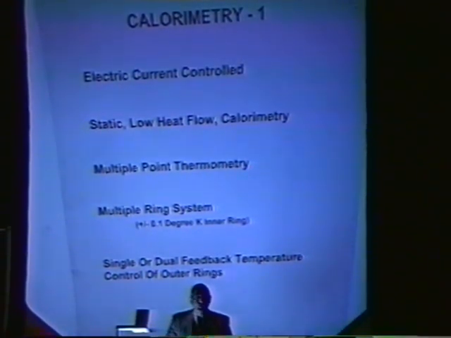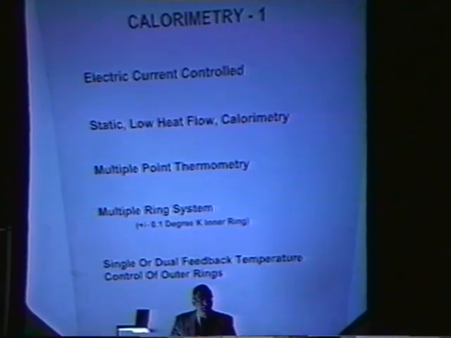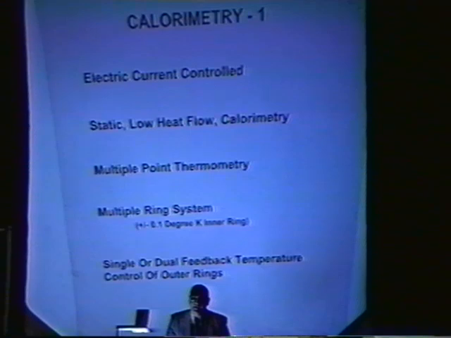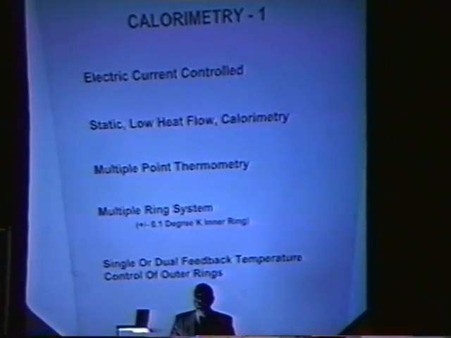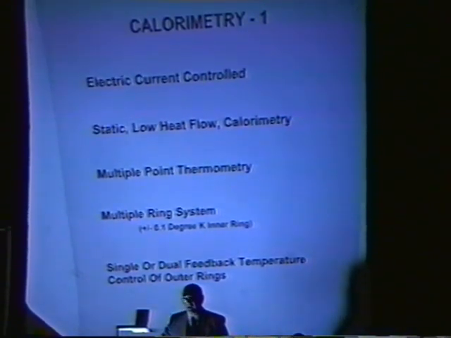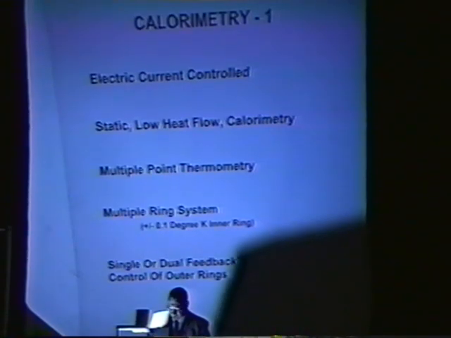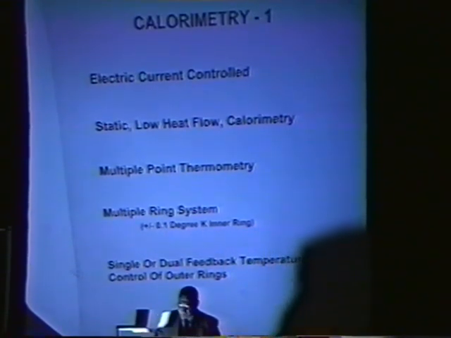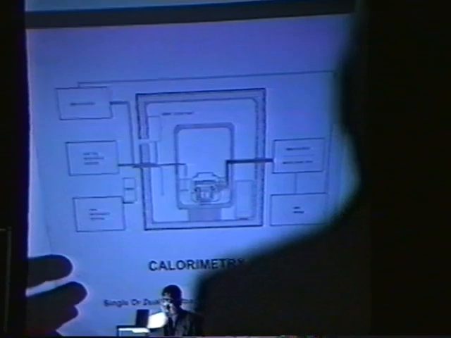We try and use redundant thermometry within the electrochemical cell, often as many as 6 probes in each ring. I'll tell you what that is in a moment. And we also use redundant systems as a way of monitoring temperature so that we can be more certain of our calorimetric calculations. As I say, we use a multiple ring system, which looks like this.